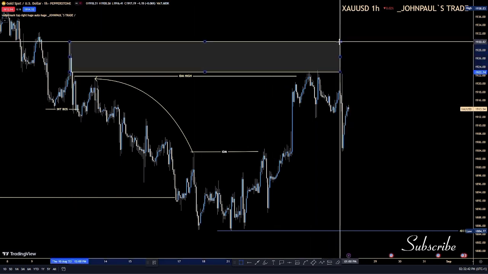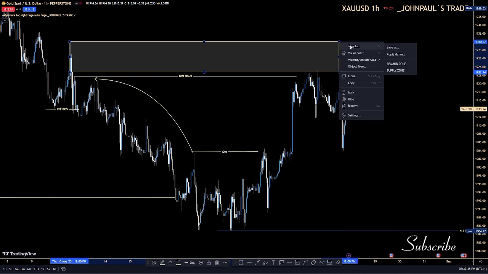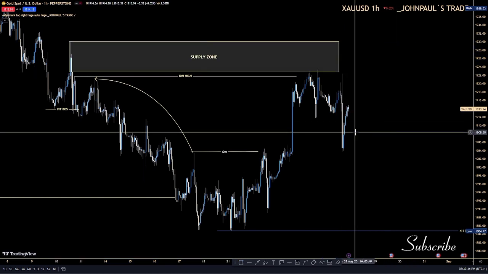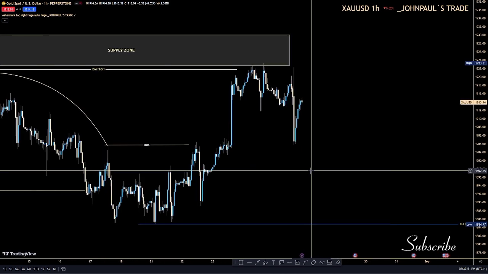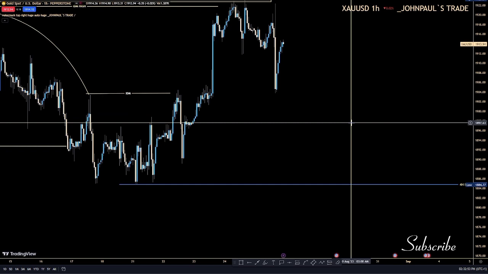Now whenever the market takes it, that supply over there becomes the point of interest for the market to sell all the way down to that low that I marked over there, the one with the blue line, the 4-hour low.